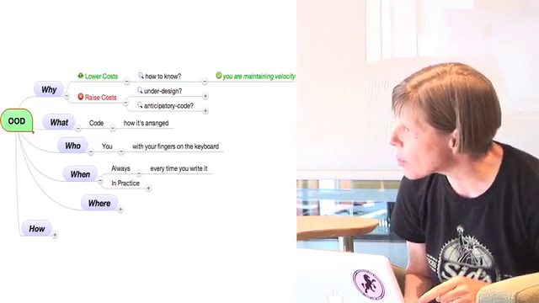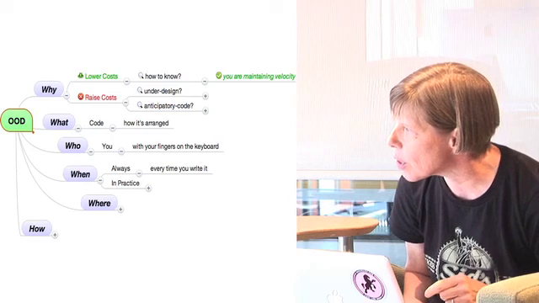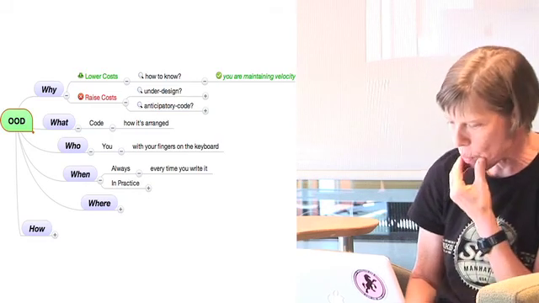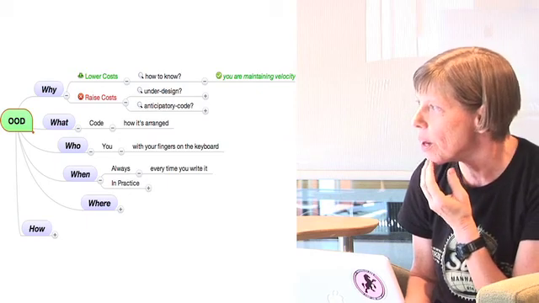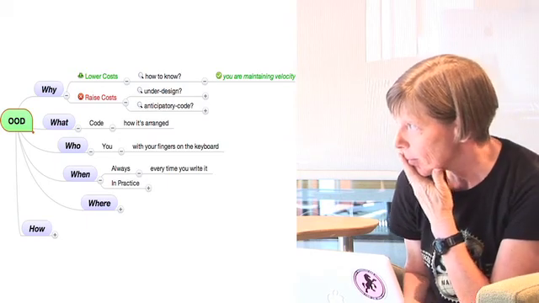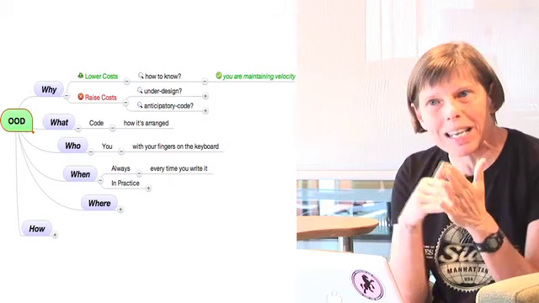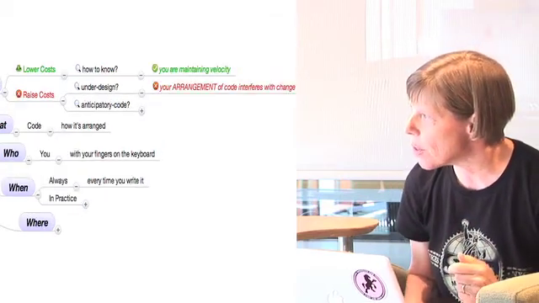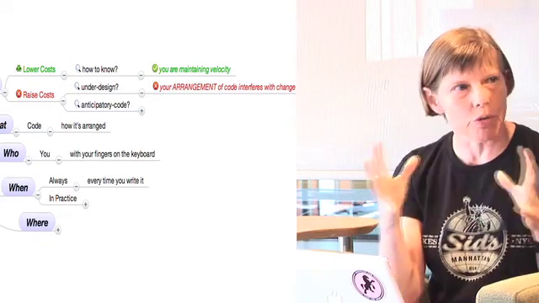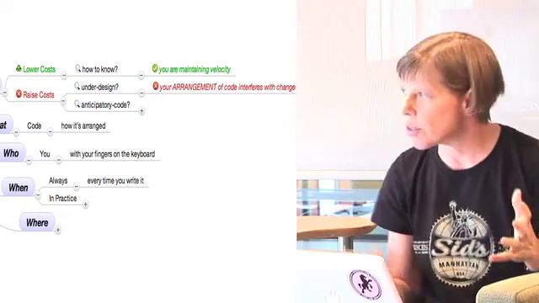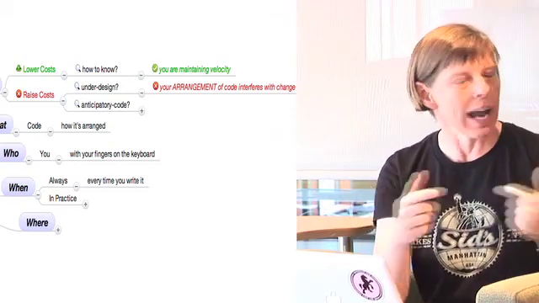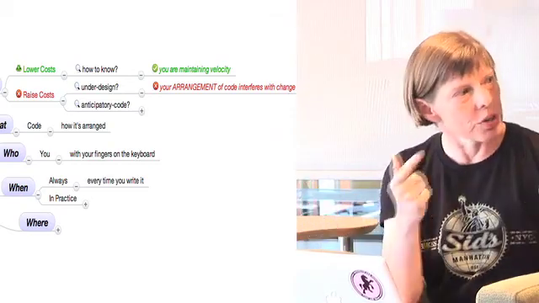Sometimes, however, some people say that design raises costs. So these are the ways in which design raises costs. One is that you don't know enough, and the arrangement of your code interferes with your ability to change it. The other thing is that you anticipate the future, you guess the future, and in this case, your anticipatory code adds cost to your desire to change it.